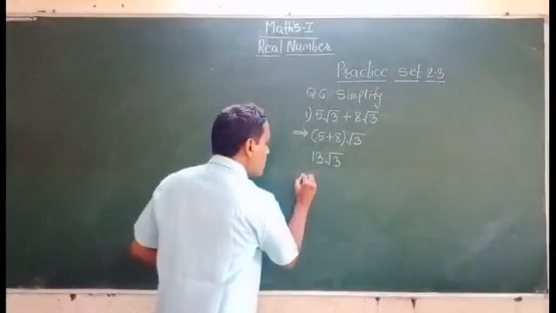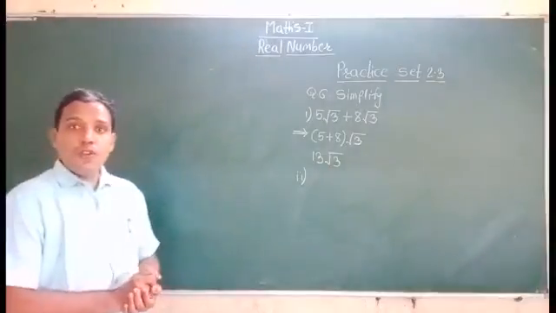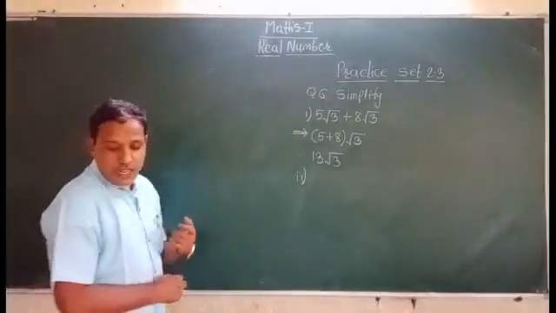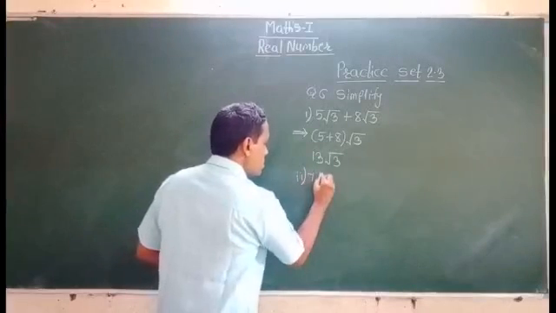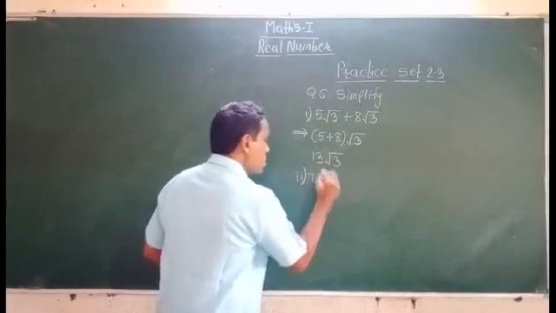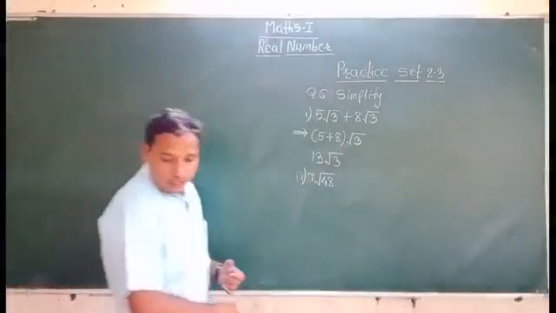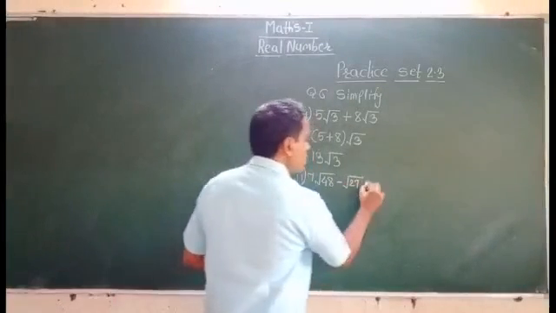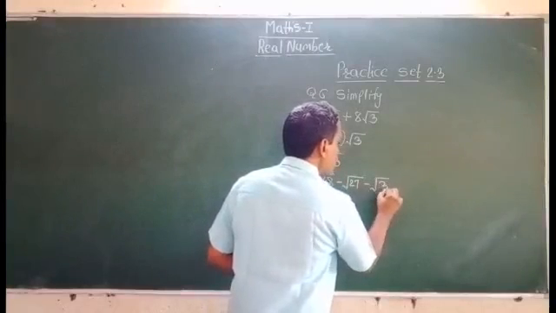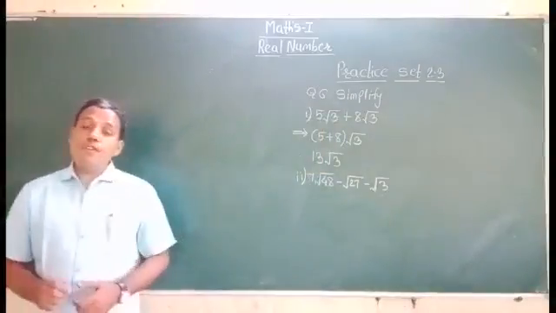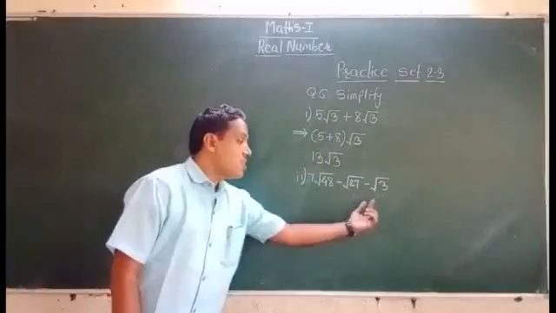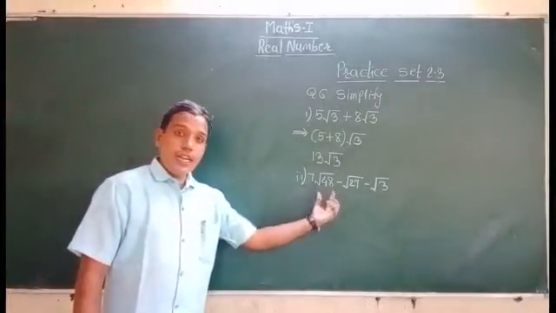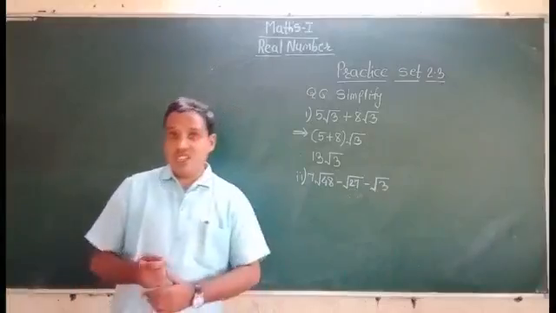Let us take one more example. In the second example, we will see how subtraction can take place between them. The subtraction is 7 surd 48 minus surd 27 minus surd 3. We see there are three different surds given in that question: the surd 48, the surd 27 and the surd 3.